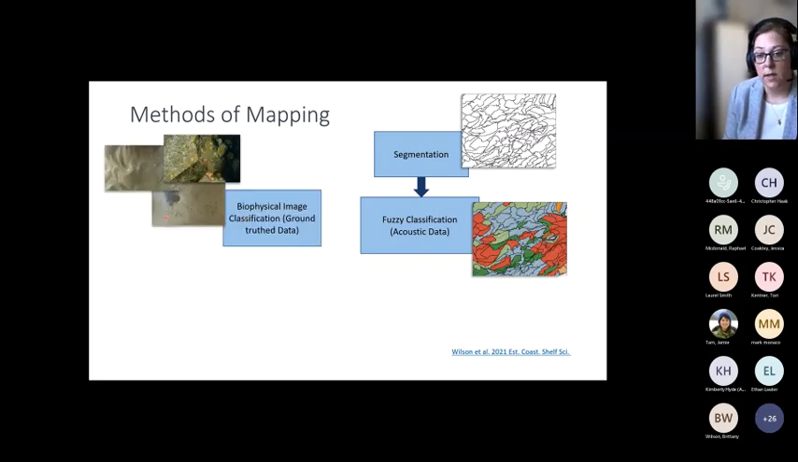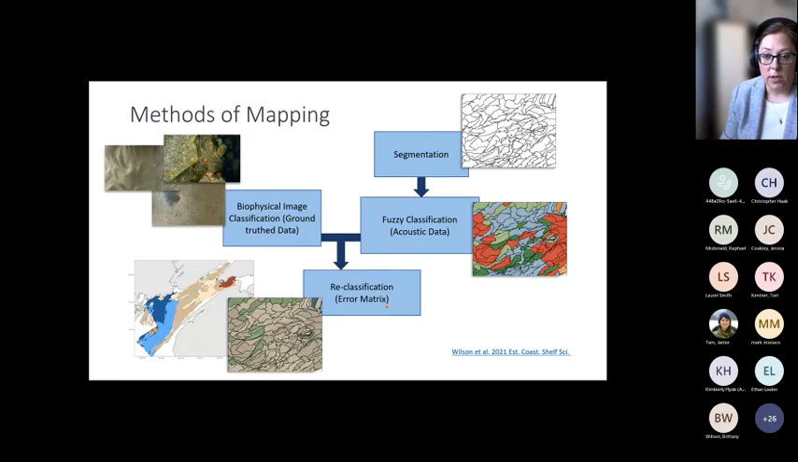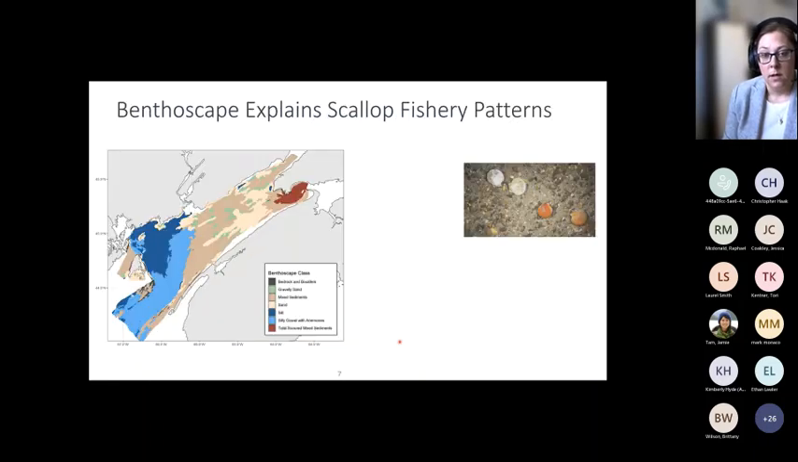Separately, each of the images extracted from the video data were then assigned a biophysical classification based on the dominant substrate type and the megafauna observed. And the classified imagery and acoustic data were then combined using an error matrix approach, with the final classification based on the most frequent and best matched biophysical classes. And this final classification was considered to be the benthoscape map.